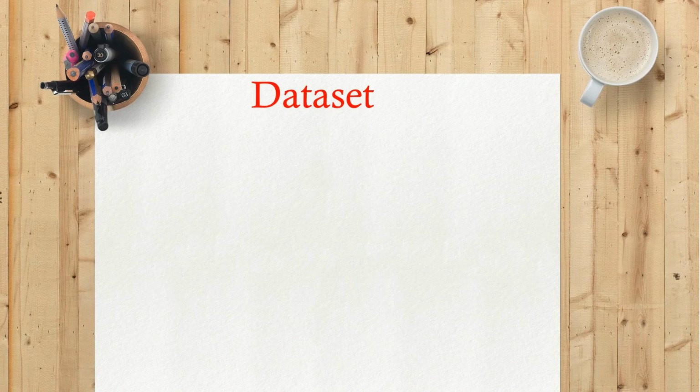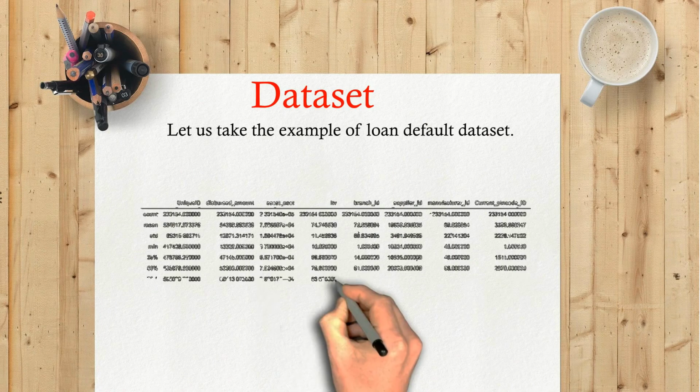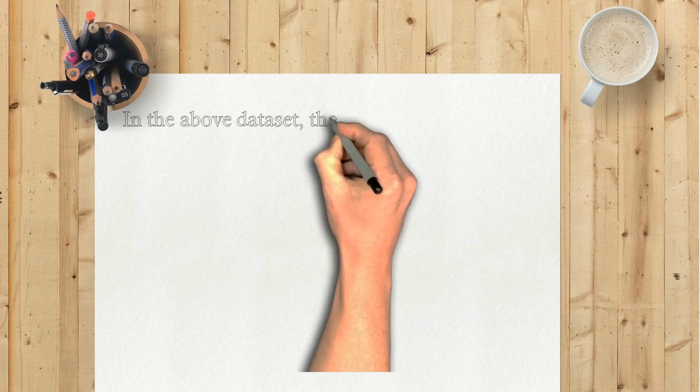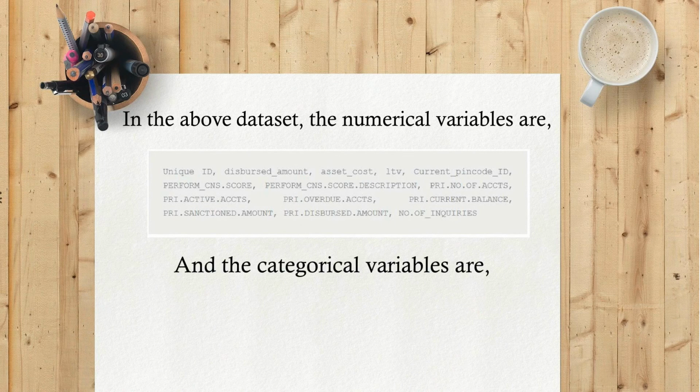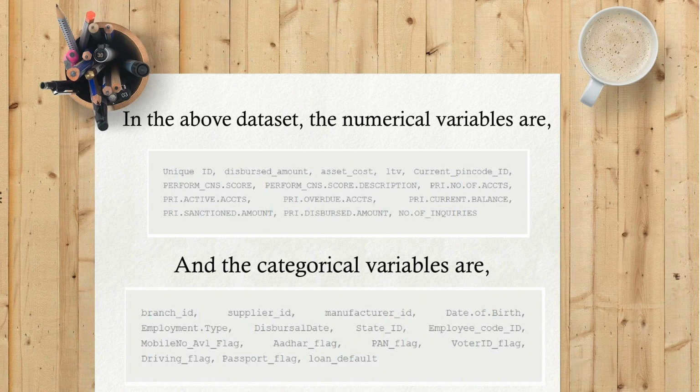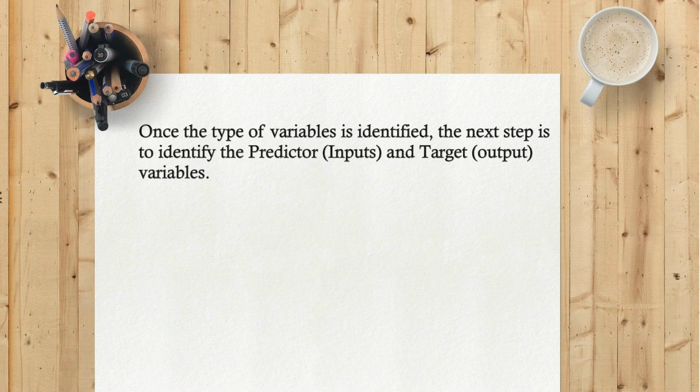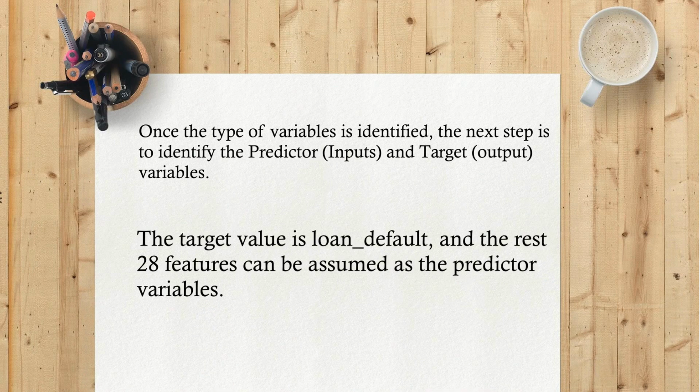Dataset. Let us take the example of loan default dataset. In the above dataset, the numerical variables are, and the categorical variables are. Once the type of variables is identified, the next step is to identify the predictor (inputs) and target (output) variables. The target value is loan_default, and the rest 28 features can be assumed as the predictor variables.